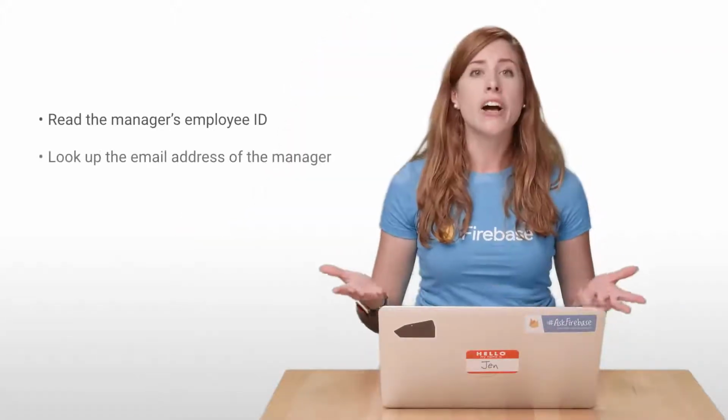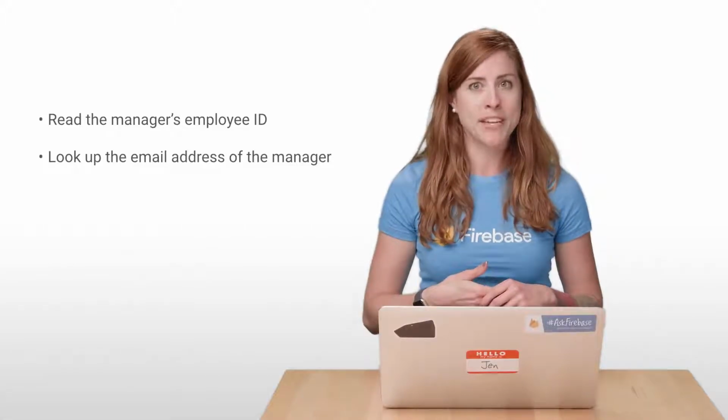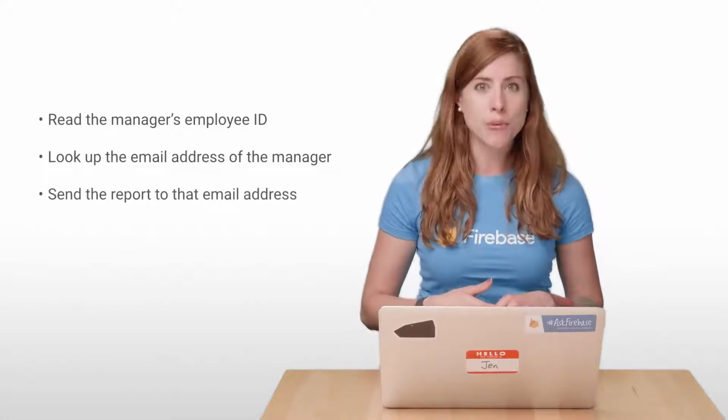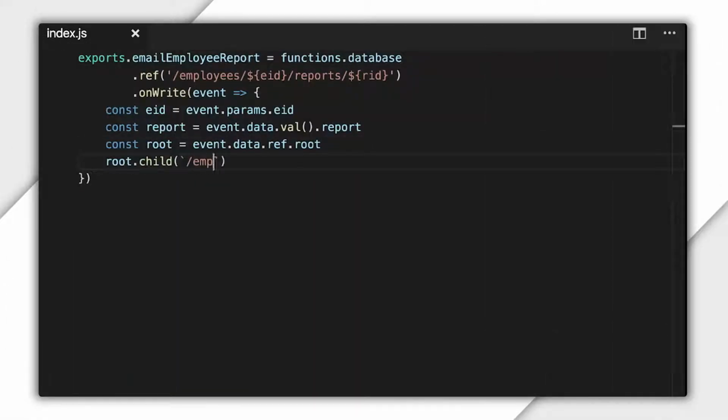I need to code up a few things in this function to make it work. The plan here is to first read the manager's employee ID. Then, I'll use that ID to look up the email address of the manager. And finally, I need to send the report to that email address. I can find the employee ID by building a reference to the node where the employee's data is stored, and looking at the manager field under that. Note that ECMAScript 6, which is the flavor of JavaScript supported by Node, gives me a neat way to insert a variable into a string by using backticks as the string delimiter.